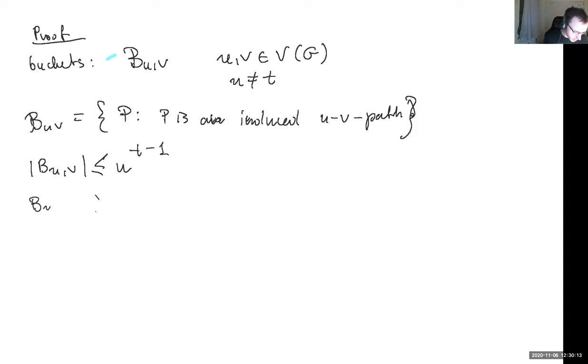The second important property is that those buckets show me the connectivity of the graph, in the sense that if a bucket is non-empty, this means that U and V are in the same connected component. Of course, because there is a path between them. But also the other way around. If U and V are in one connected component, there is a path between them, and the shortest path is induced.